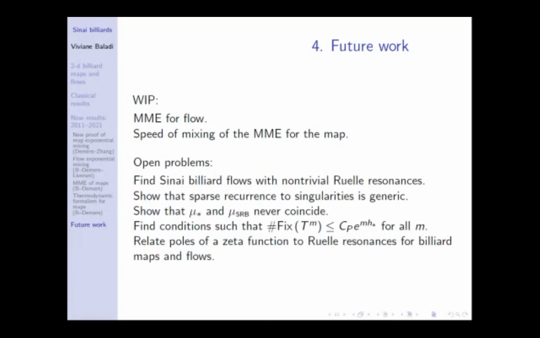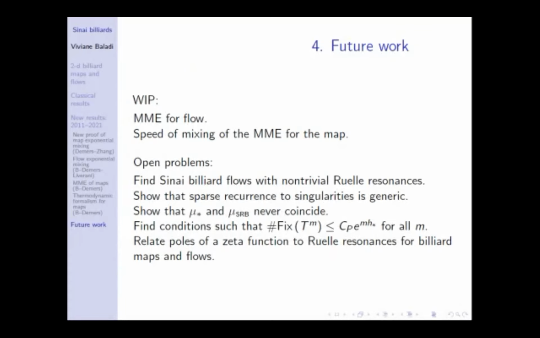A problem which is harder to solve is to control the speed of mixing. We don't have the spectral gap for the measure of maximal entropy, so we don't have exponential mixing. We expect that we should have some polynomial mixing. This comes from some estimates which I didn't show you on the slides, but we don't know how to do this. And then there are many other open problems.